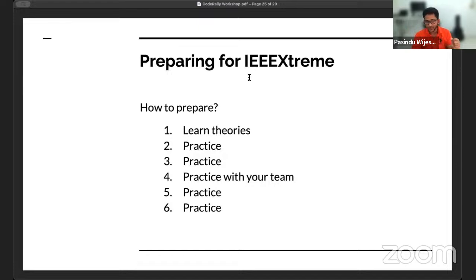So you need to practice with your team to build that team dynamic. Up until IEEE Extreme, you can prepare by learning the theory and practicing with your team. I would recommend competing in Codeforces once a week if you can. These competitions are 2 hours, so if you can dedicate 2 hours a week, you can practice taking those problems with your team.